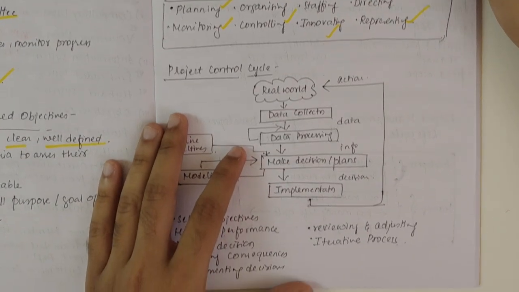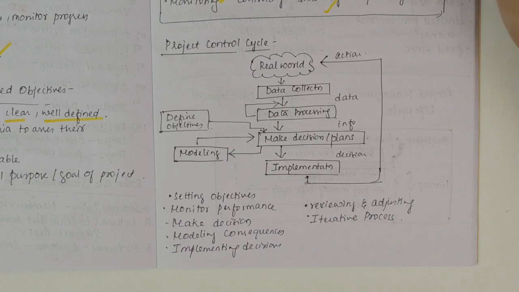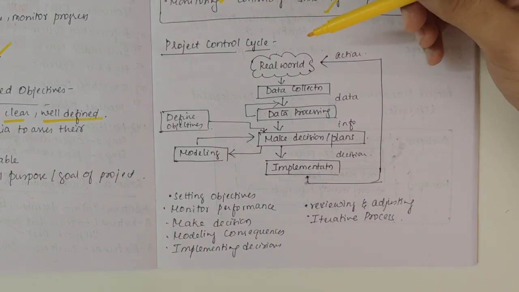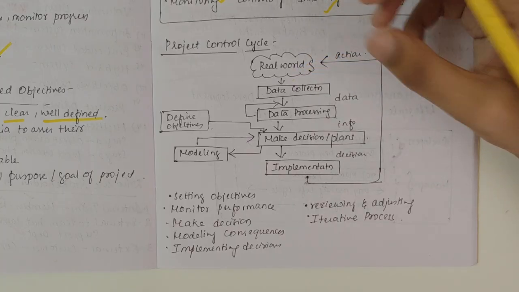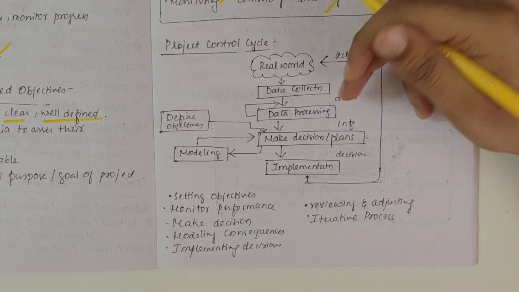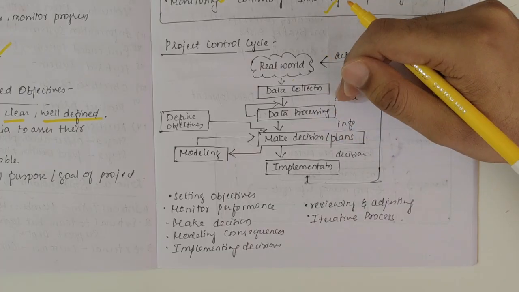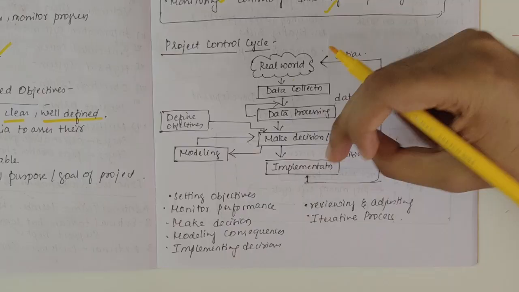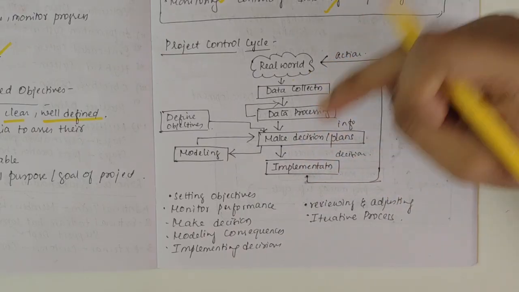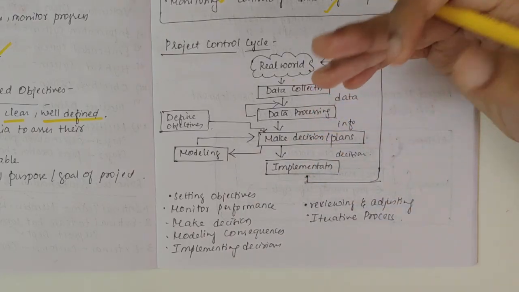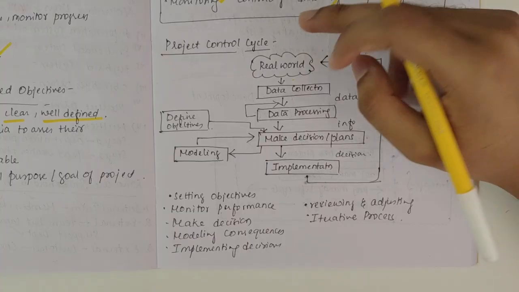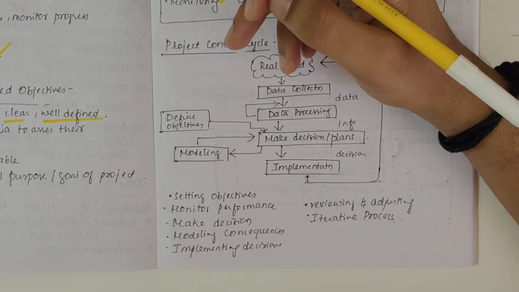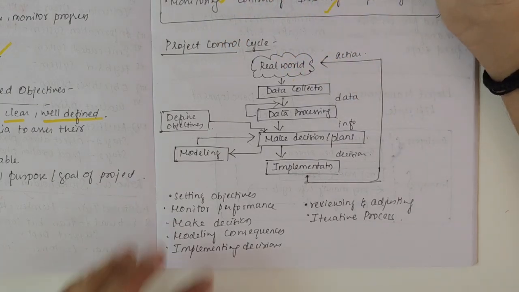Then we have the project control cycle. You can understand it from the diagram itself. From the real world, we take the data. The data is taken and processed into information. From this information, we make decisions or take plans. Once a decision is made, we implement it. Once it is implemented, again there will be action in the real world, right? Along with that, we have objectives which are also being defined, and then modeling is also done as the intermediate step.